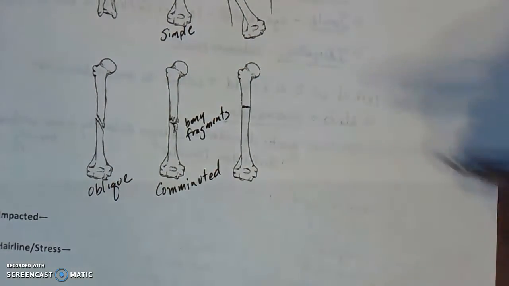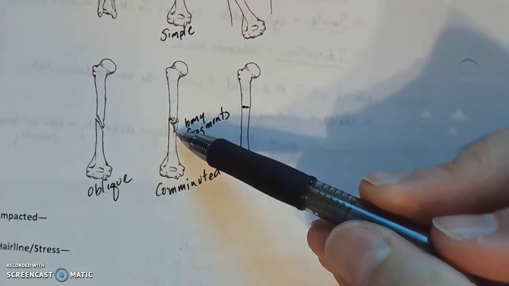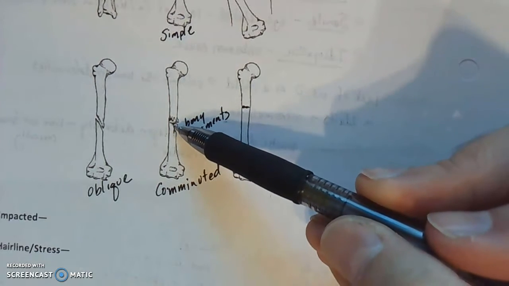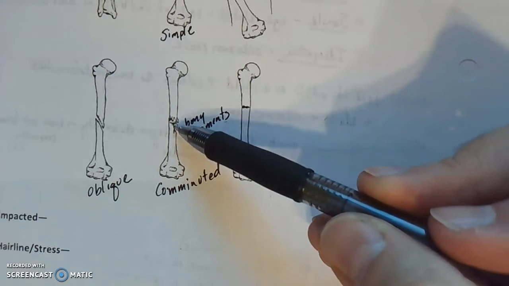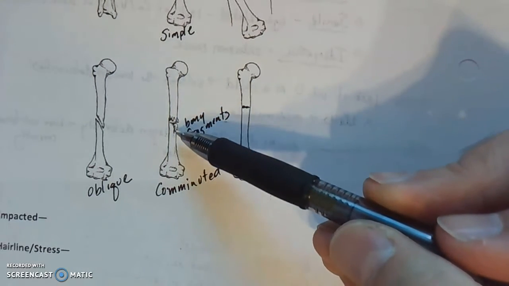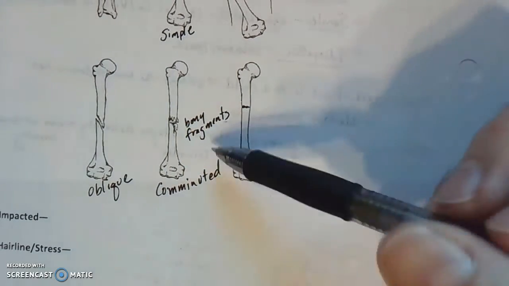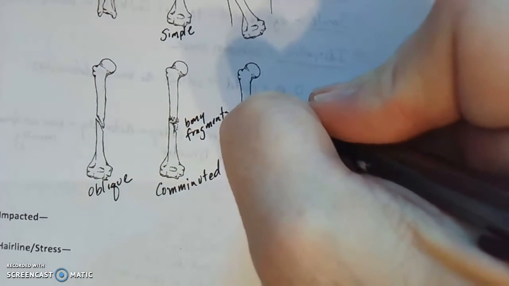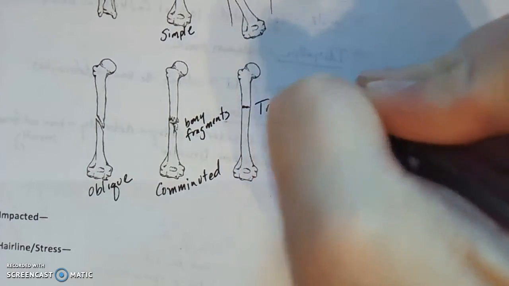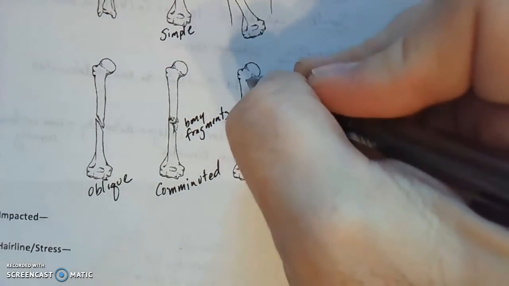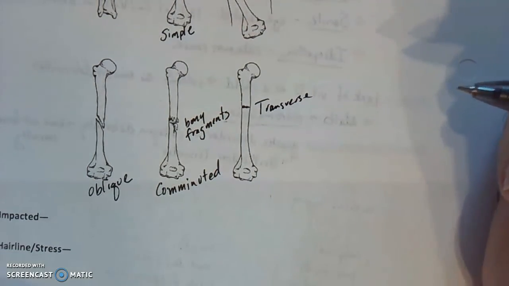Gunshot wounds can make these, or a crush injury. So the bone is actually in little pieces. They're going to have to operate on this and put a lot of screws and maybe some kind of mesh in here to get the bony pieces all back together. And this one is transverse. It's not quite complete right across there, but it's perpendicular to the long axis of the bone.